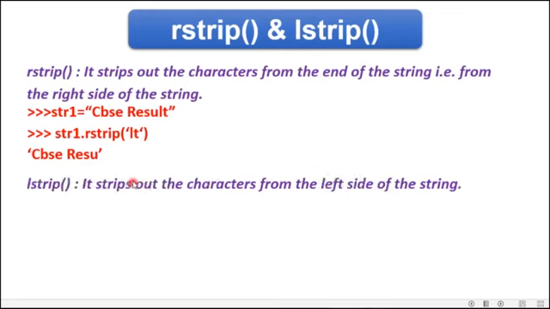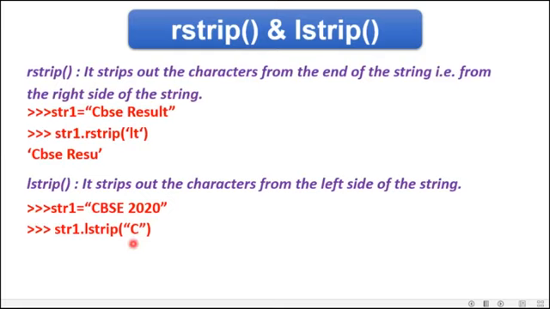Okay. Next, lstrip. It strips out the characters from the left hand side of the string. Now this function completely works opposite to the rstrip function. In rstrip, we remove the characters from the right hand side of the string. Here in lstrip, we remove the characters from the left hand side of the string. For example, str1 is equal to CBSE 2020. This is my string. And if I want to remove the C character from the string, which is written at left hand side, then I can use the lstrip function.